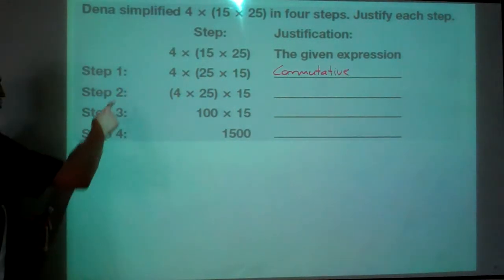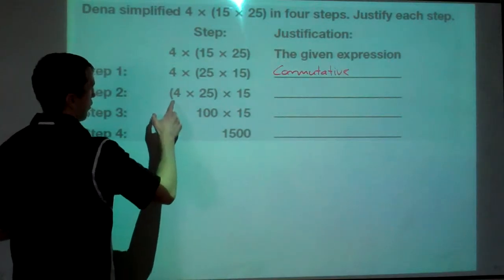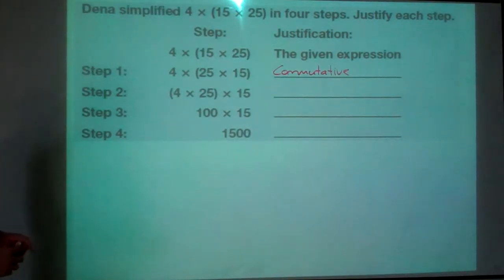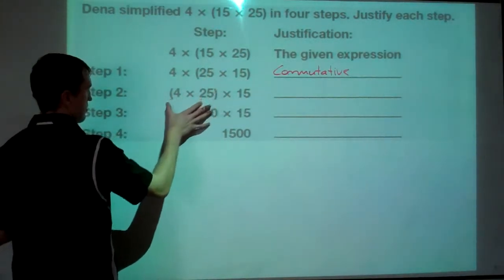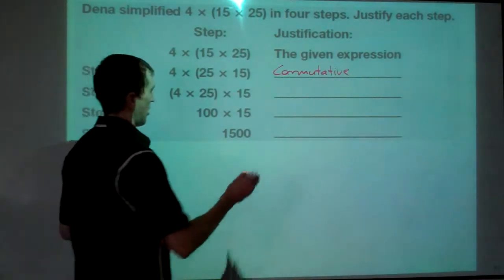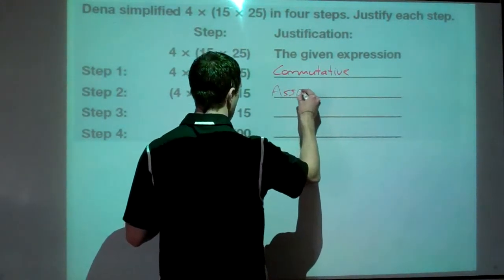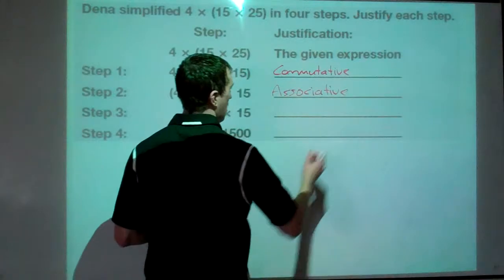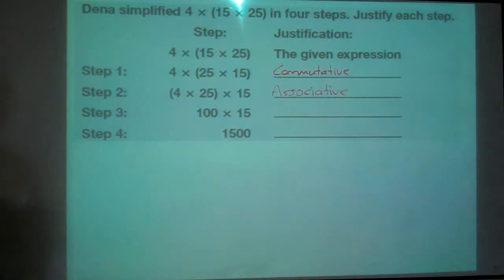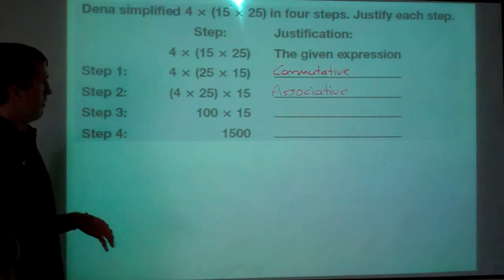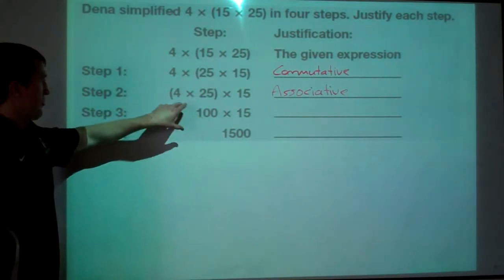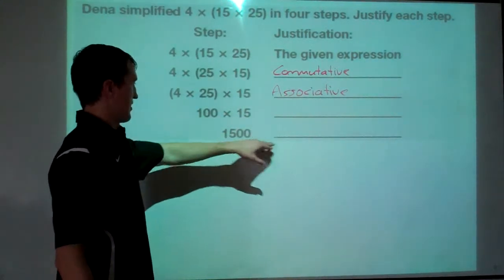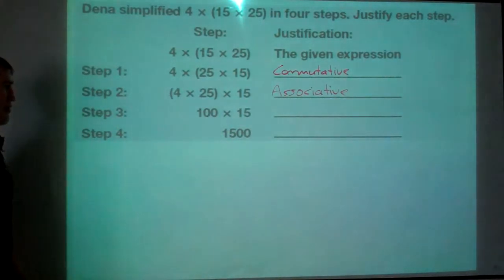And then we look from step 1 to 2, what happened? Well, order of the number is the same. 4s, 25s, 15s. Order is still the same, but the parentheses shifted over. So this we would call associative. There you go. And the last two steps, this is why the last two steps aren't too important. Because all that changed from here to here is that they multiplied 4 and 25 to get 100. So you'd write multiply, and then your last step, they solved it. They got a solution, 100 times 15.